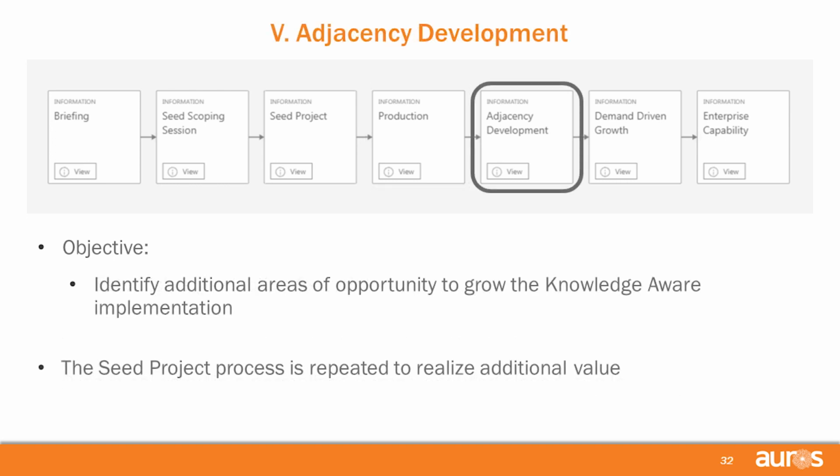Once we're in production, we work on adjacency development. The objective is to identify additional areas of opportunity to grow the knowledge-aware implementation. The seed project process is repeated with the steps you've seen before to realize additional value in different areas.